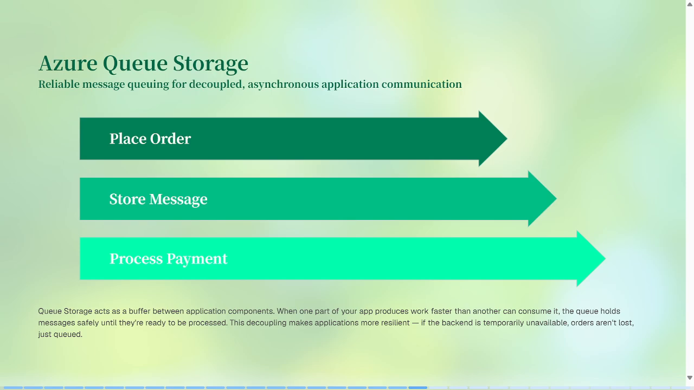Azure Queue Storage: message buffering system. It enables asynchronous communication. It helps build decoupled architectures. It ensures reliability and no message loss, ideal for workloads where components run at different speeds.